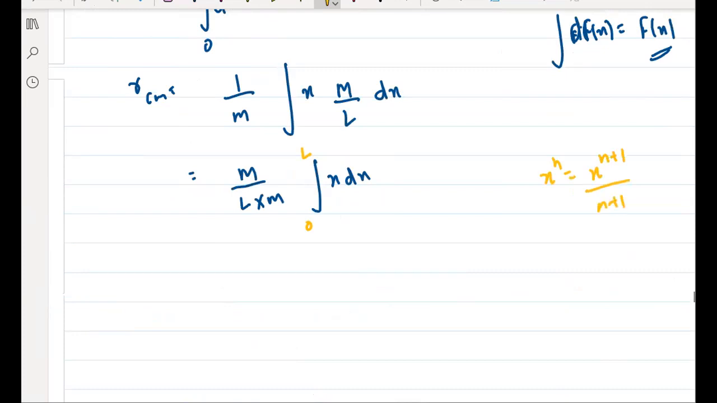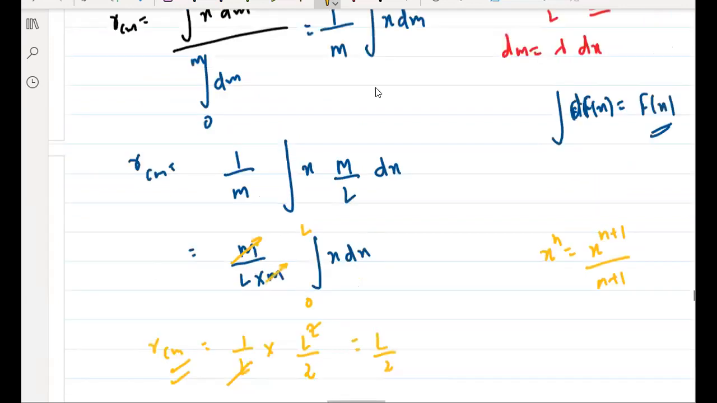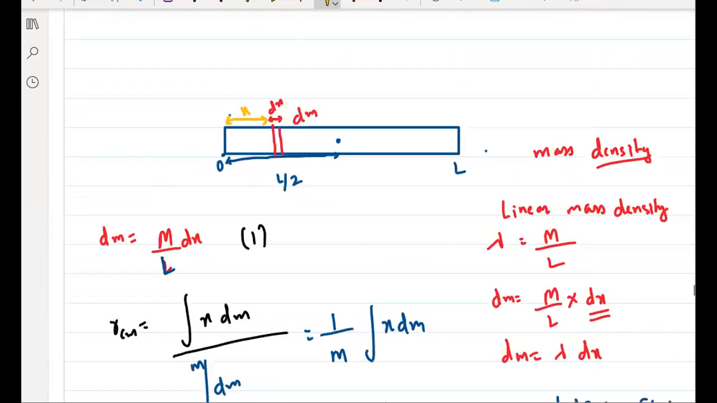Yes, very good. So m will get cancelled. I will be left with what? 1 by l into l square by 2. Yes or no? So l cancels, and it is l by 2, the RCM. I'm just telling you the method for a rod. Does anyone have any doubt in this?